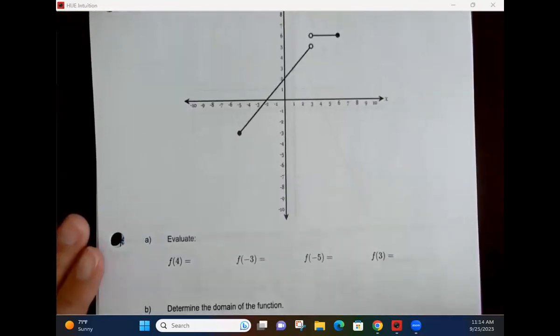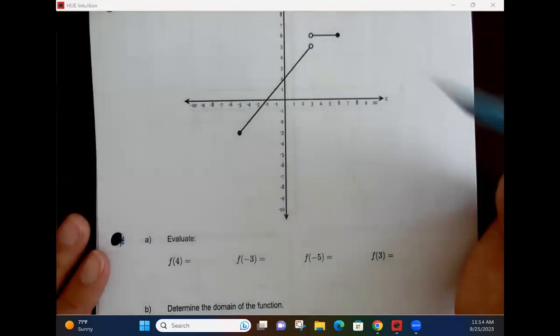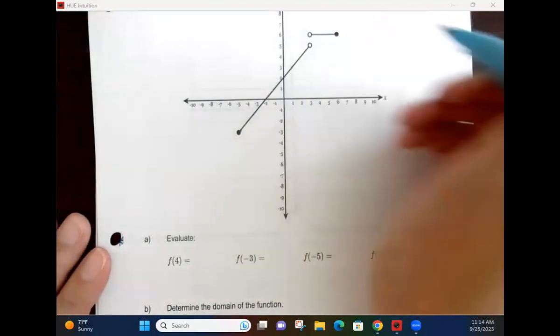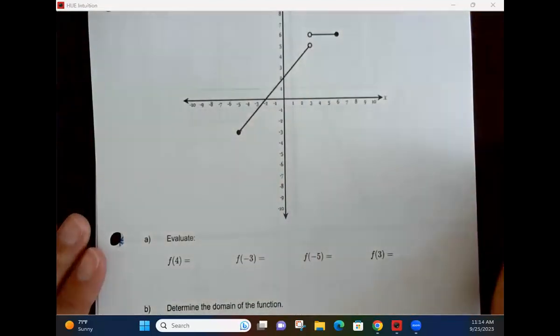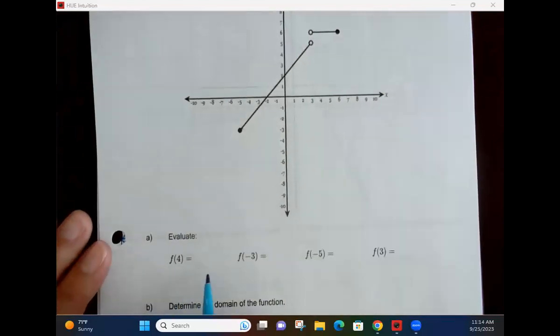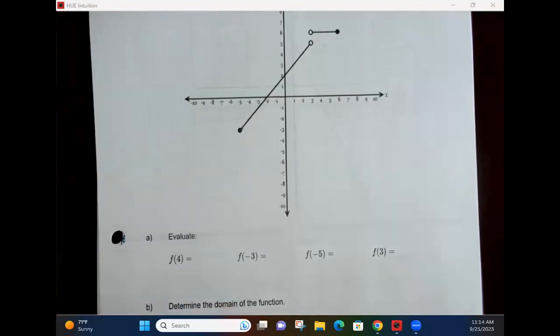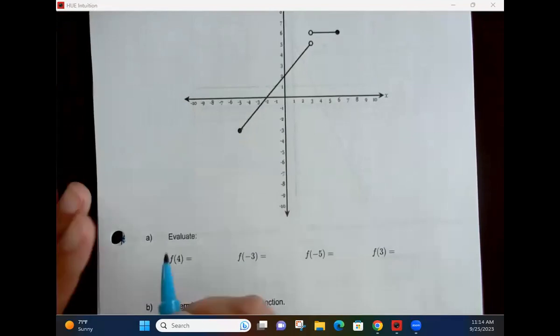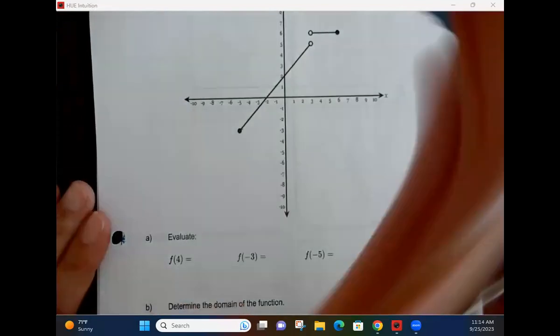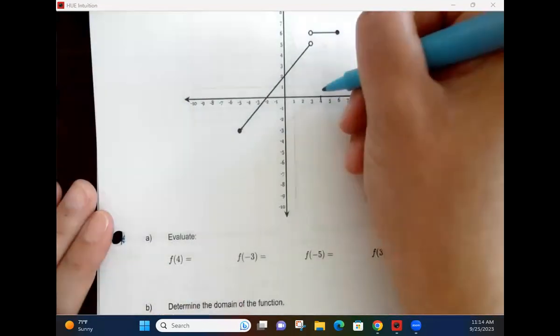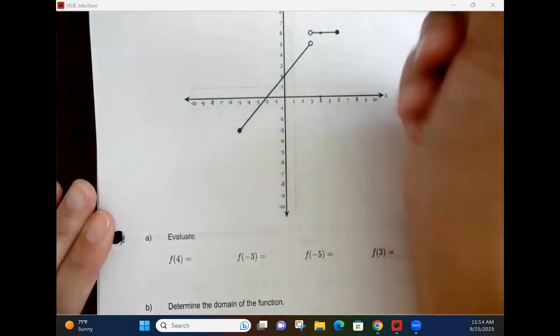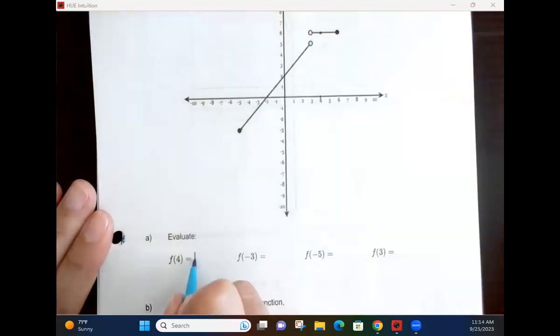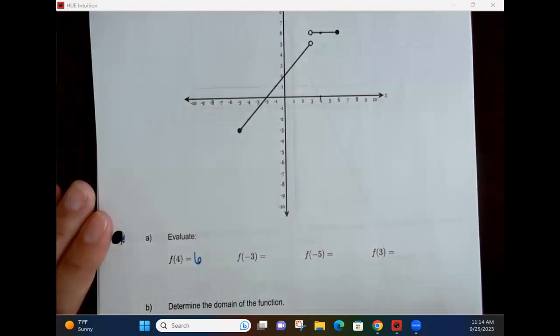So on page 3, we have a piecewise function here. Here's a piece of it, here's another piece of it. And I want to evaluate for these given values. Remember function notation, if I've got a value inside parentheses, that's my x value. I'm asking you what's the y value for that point. So f of 4, so when x is 4, y is 6. F of 4 equals 6.